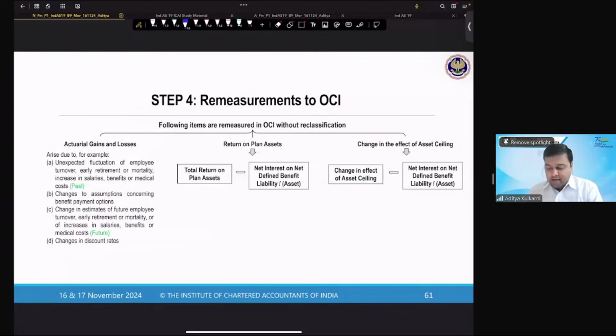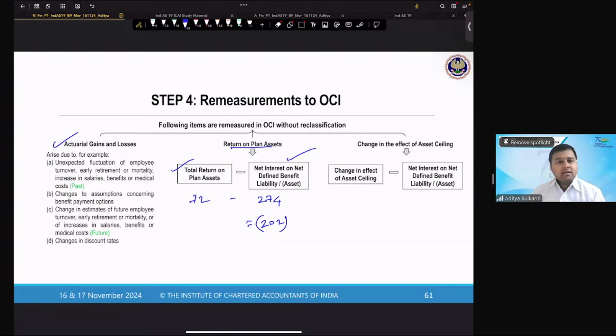The following items are remeasured in other comprehensive income without reclassification. Actuarial gains and losses. We have seen that already. Return on plan assets, which is total return minus net interest. What was there in our question? Total return was 72. Net interest was 274. On plan assets, that gives you 202. This went into your other comprehensive income.